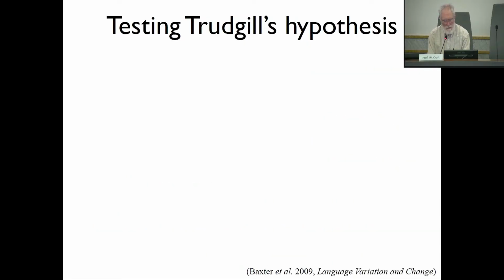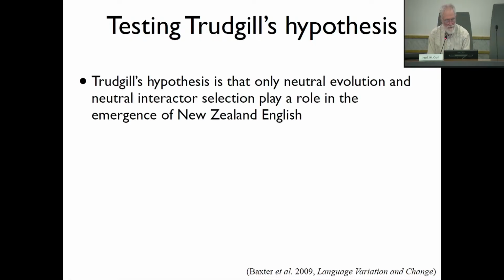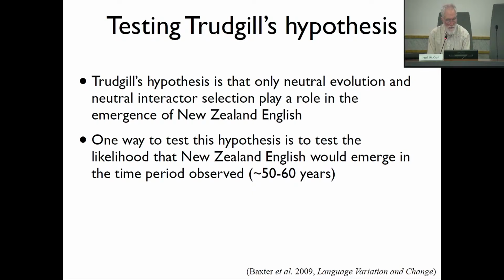But it turns out that it's more complicated than just that, because his hypothesis is this process involves only neutral evolution and neutral interactor selection, a social network fact. So we thought about how we can test this hypothesis. It's actually quite a strong hypothesis because by limiting himself to 2 of the 4 mechanisms, it made it easier for us to model that phenomenon, and it also increased the likelihood that his theory would be disconfirmed. It's a strong hypothesis.